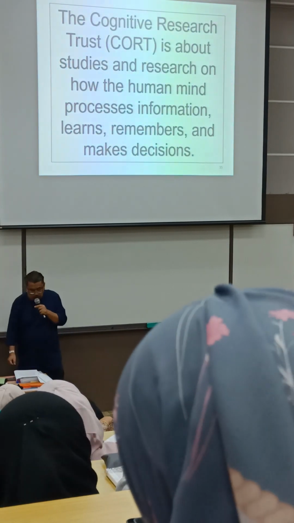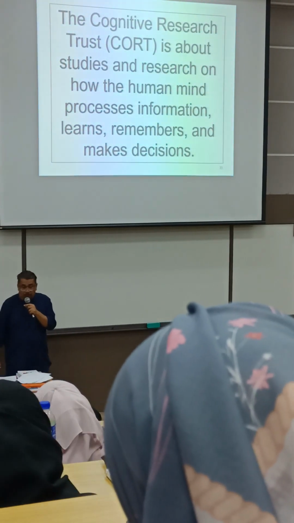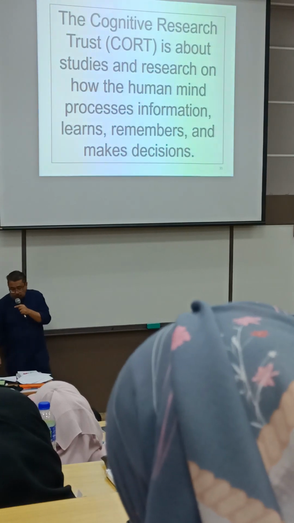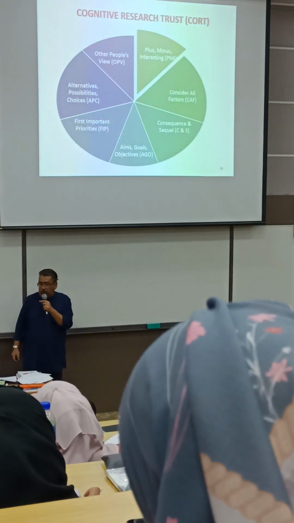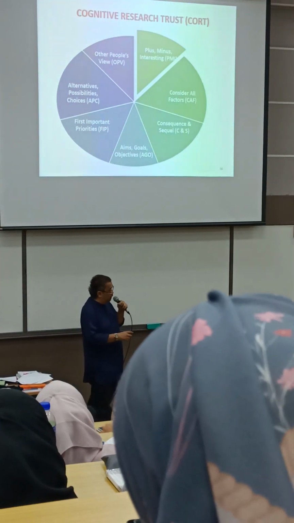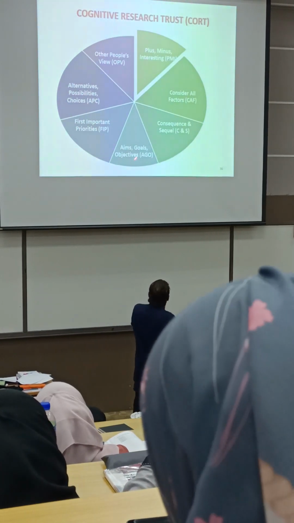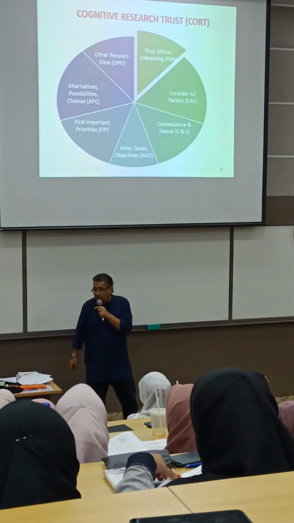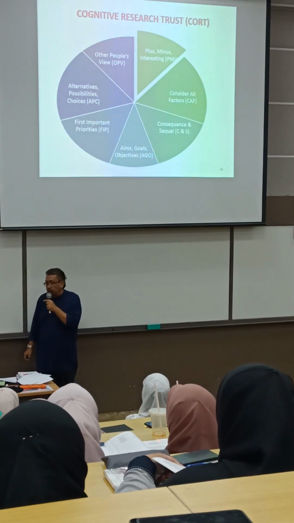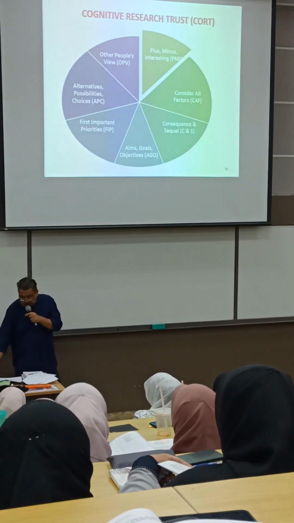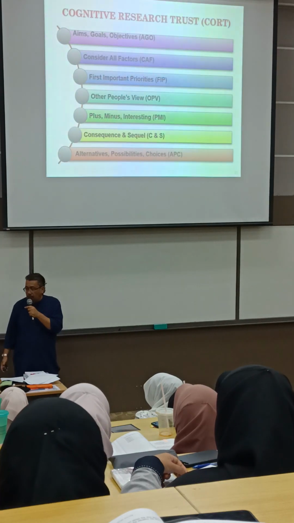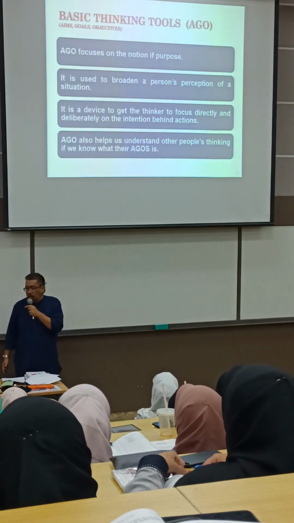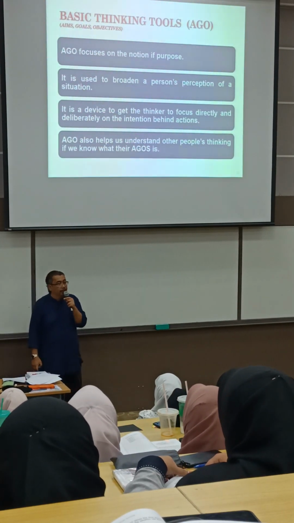Okay, this is what I actually want to share. It's more because they are talking about the seven basic thinking tools here. This is the basic thinking tools I want to share, which come by way of cognitive research. For example, this is AGO: aim, goals and possibility.